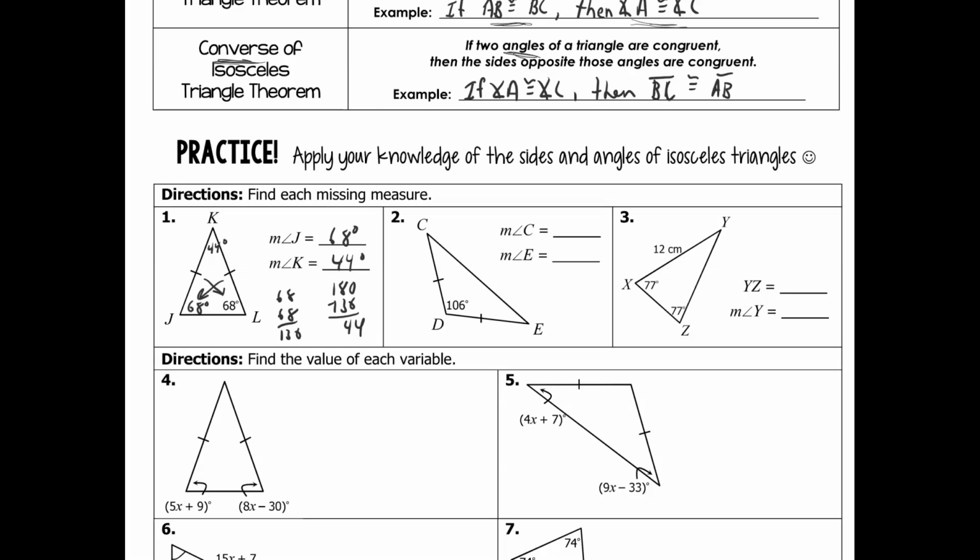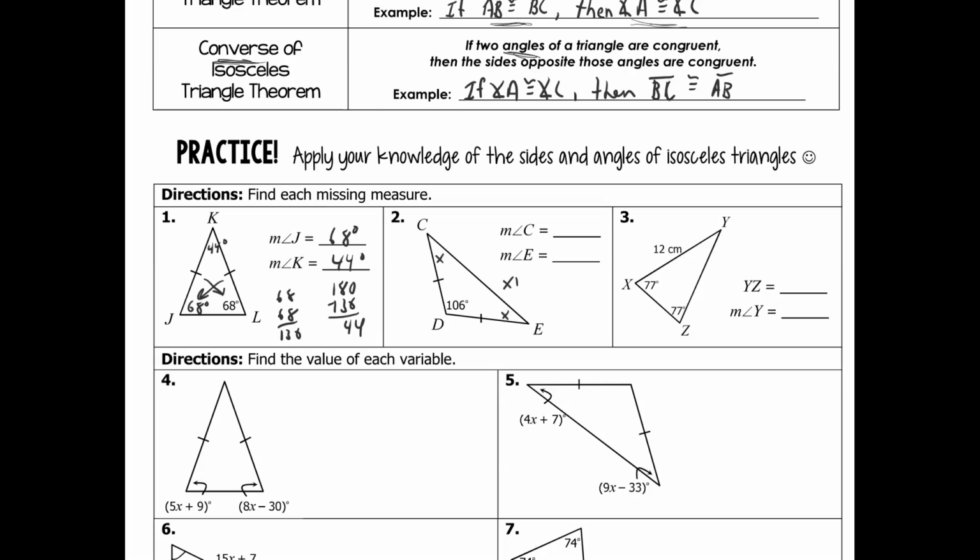Here we're given a base angle, we're given a vertex angle, and we're looking for the base angles. And all we know about them is that whatever one of them is, the other is the same thing. So one thing we could do is just subtract 106 from 180 and then divide by 2, but I'm going to do this by setting up an algebraic equation, just like we did with the triangle sum.